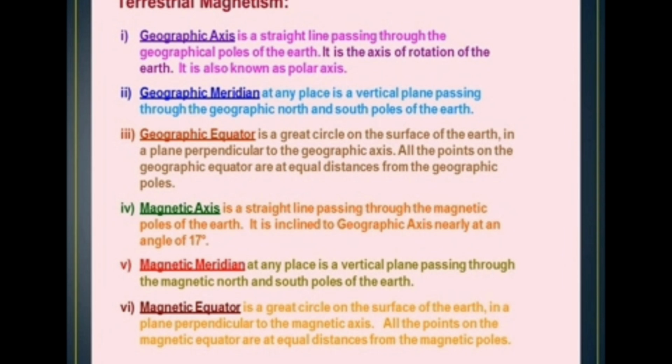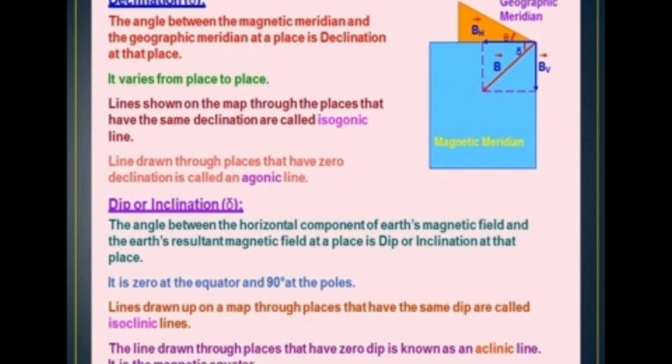Like the geographic meridian, there is the magnetic meridian. So the top three are the earth's axis, the earth's meridian, and the earth's equator. The next three are the magnetic axis, magnetic meridian and magnetic equator. So the magnetic equator is a great circle on the surface of the earth in the plane perpendicular to the magnetic axis. All the points on the magnetic equator are at equal distance from the magnetic poles.